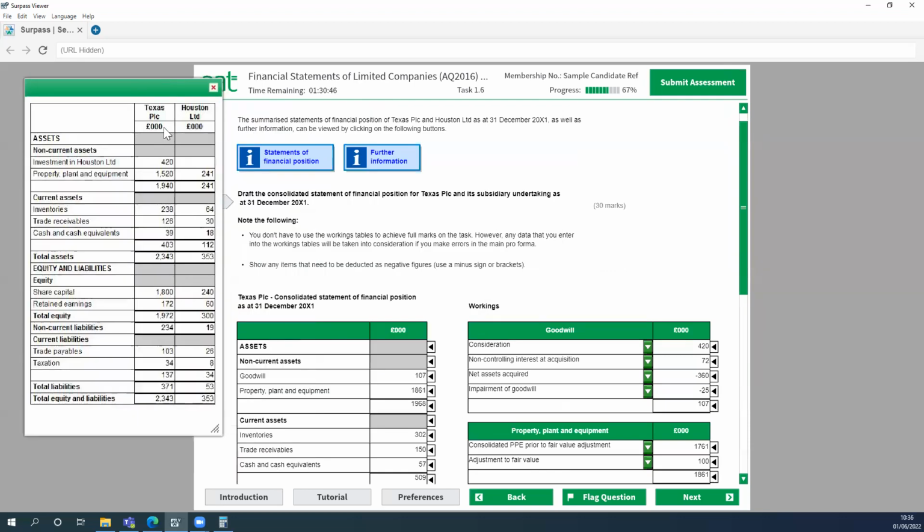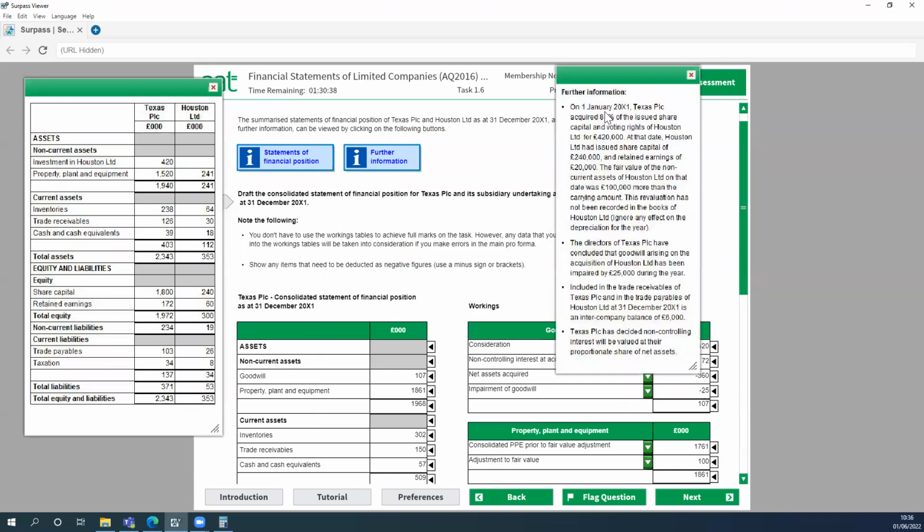So this is Houston, who's the parent company. So Texas is the parent company, and Houston is the subsidiary company. So let's have a look. On the 1st of January 20X1, Texas PLC acquired 80% of the issued share capital and voting rights of Houston for $420,000. At that date, Houston had issued share capital of $240,000 and retained earnings of 20,000.